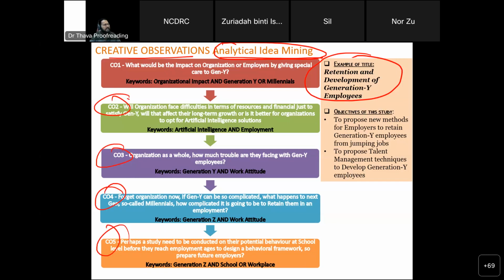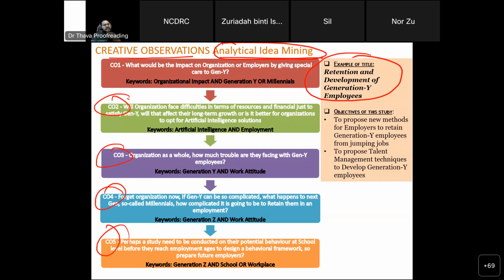So today I'm going to look at a different angle. So let's say many people are talking about this already. They are all looking at one angle, how to keep Generation Y only. They want to solve that problem.